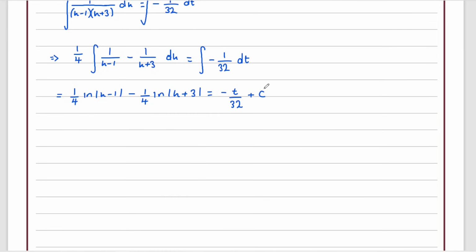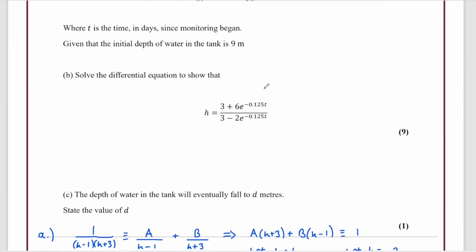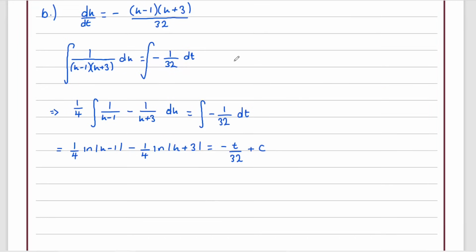So let's keep going here. Now, we need to solve and find the value of c here. So we do need our boundary conditions. So we go back to the question. We're told that the initial depth of water in the tank is 9 meters. So when t equals 0, h is equal to 9. Let's just note that here. So when t equals 0, h is equal to 9.